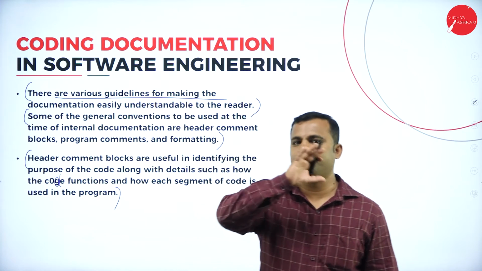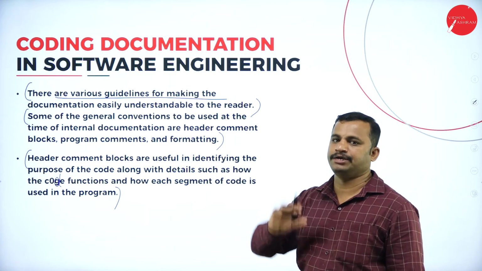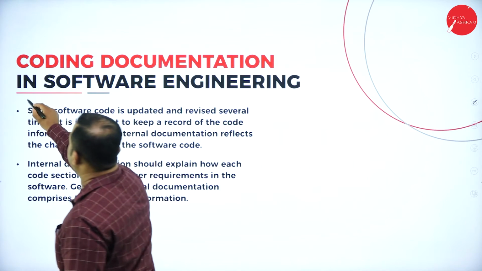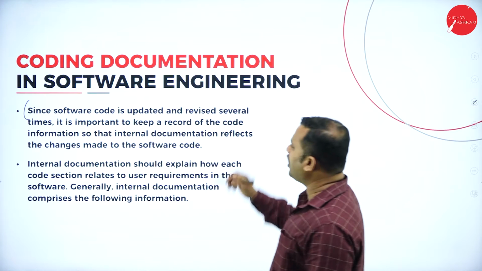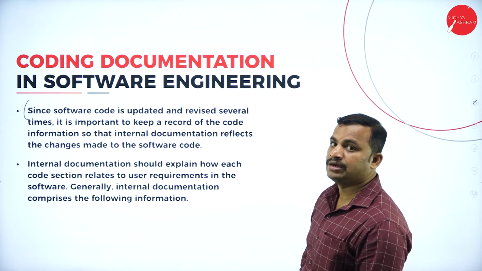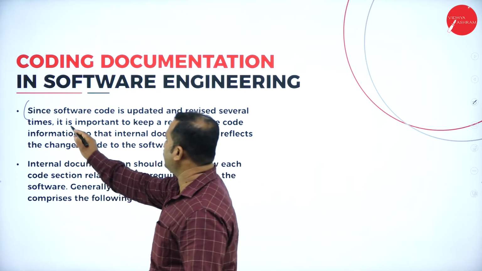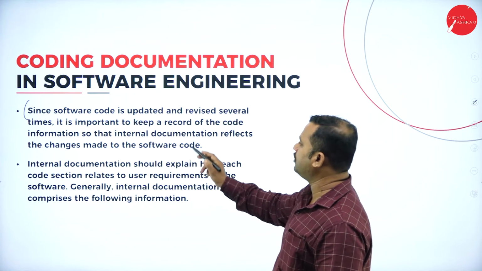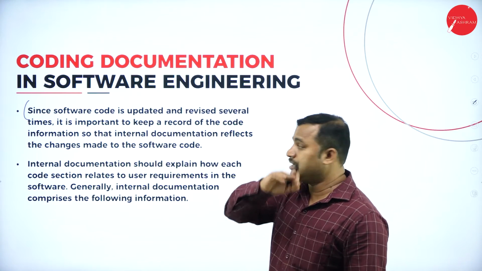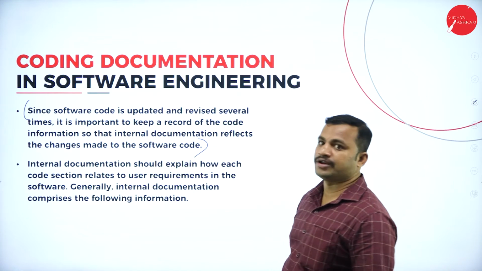That is described in the form of a description, in the form of comments. Then, since the software code is updated and revised several times, that is, a new version of the software is released into the market, it is important to keep a record of the code information so that internal documentation reflects the changes made in the earlier one, that is, in the software code.